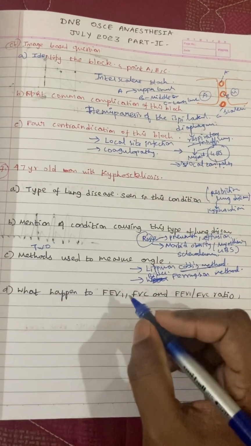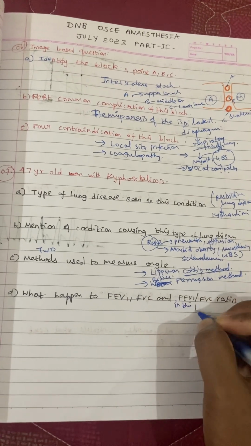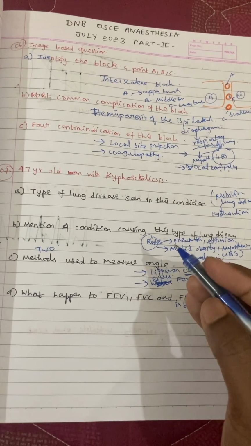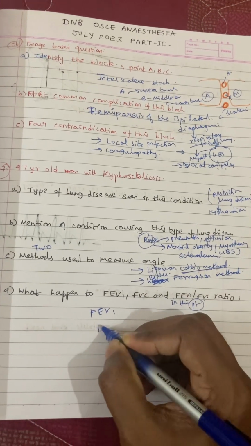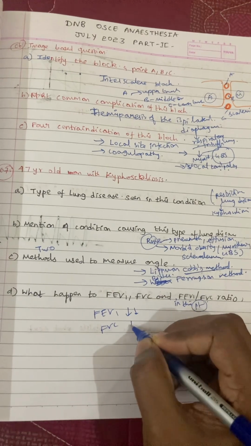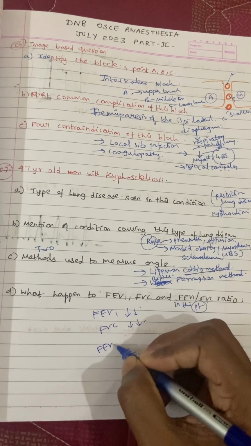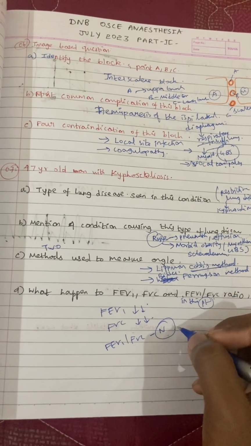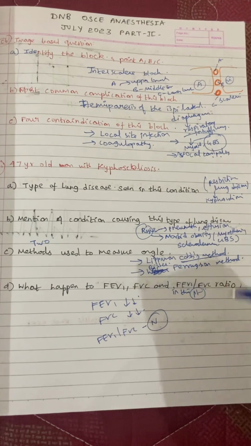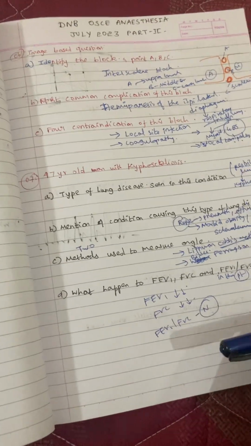What happens to FEV1 and the FEV1/FVC ratio in this patient, they have asked. The patient already has kyphoscoliosis, so it is a restrictive type of lung disease. Both FEV1 and FVC decrease in restrictive lung disease. When both decrease, FEV1 by FVC becomes normal in these patients. So these are the 4 questions regarding kyphoscoliosis.